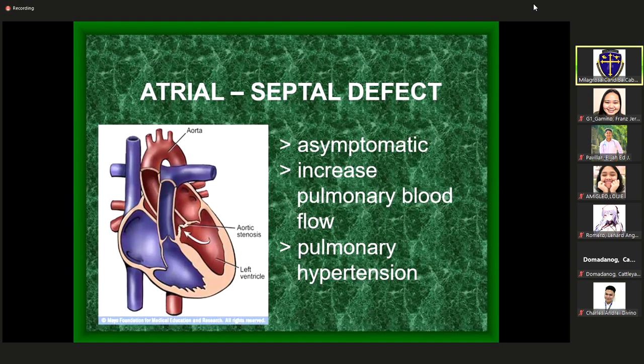So, asymptomatic po siya. But there is an increased pulmonary blood flow and the patient experiences pulmonary hypertension. So, this is considered as a congenital defect in which there is a hole in the wall of the septum, okay, that divides the upper chamber which is your atria of the heart. So, yan yung nangyayari sa atrial septal defect.